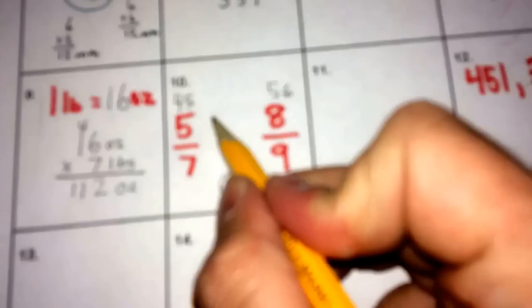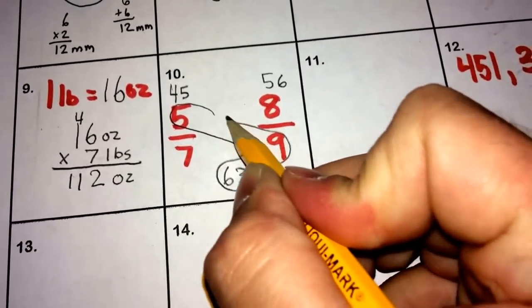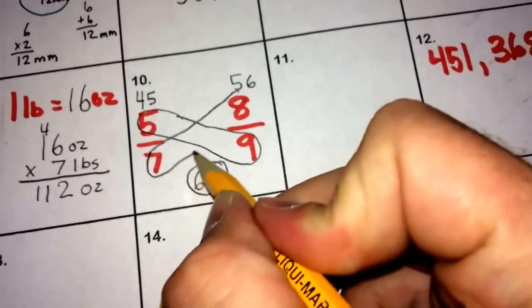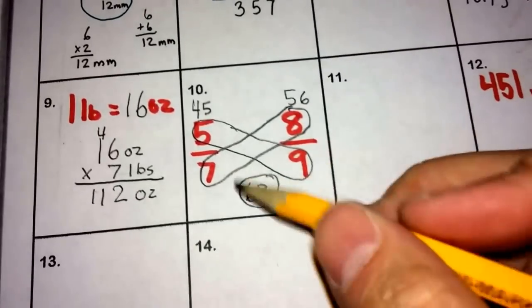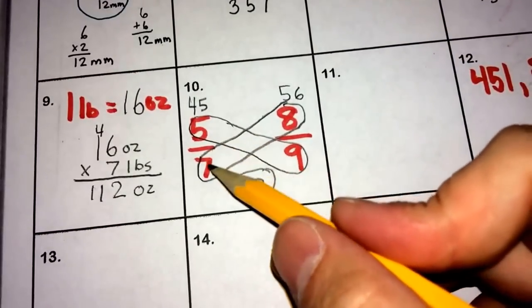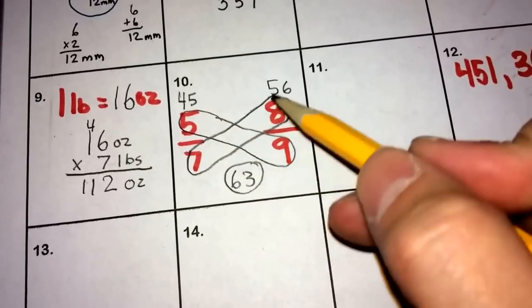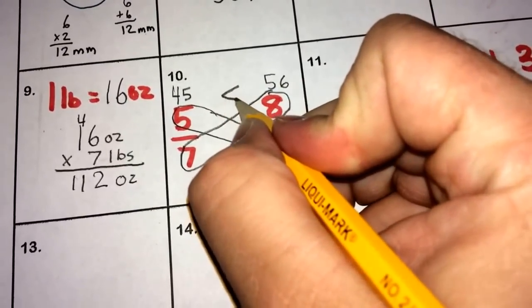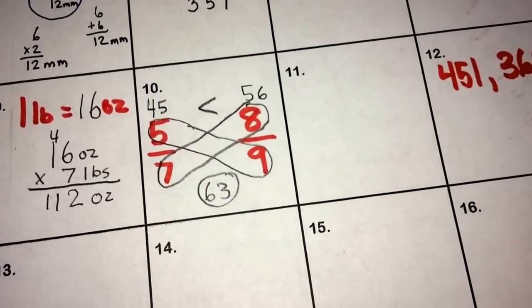Let me go ahead and put my circles around it for those folks that still like to see the bow tie, the butterfly, whatever you want to call it, the fat X. For those folks that want to see, so we know that we're doing 9 times 5, 7 times 8, and we get 2 equivalent fractions. 45/63, 56/63. Obviously, 45/63 or 5/7 is less than 56/63 or 8/9.